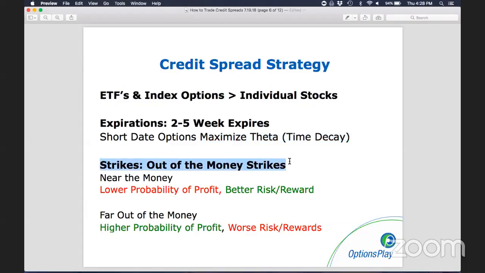When it comes to strike prices, this is where credit spreads get a little more difficult, because you literally have an infinite number of possible strikes to sell a credit spread on. You can sell far out of the money, you can sell near the money, you can sell credit spreads that are $1 wide, you can sell credit spreads that are $10 wide.